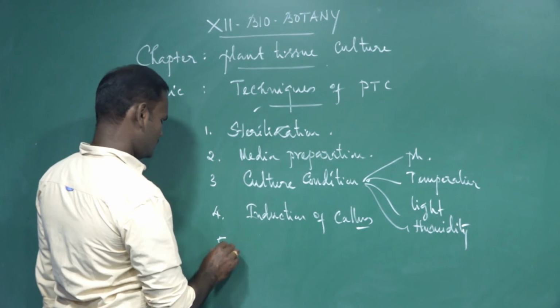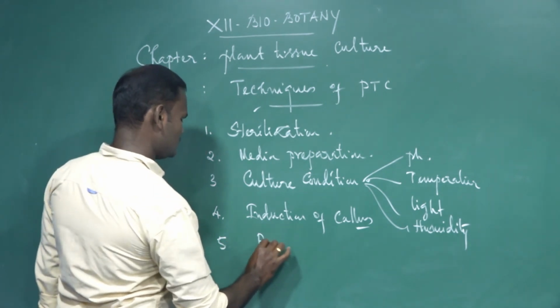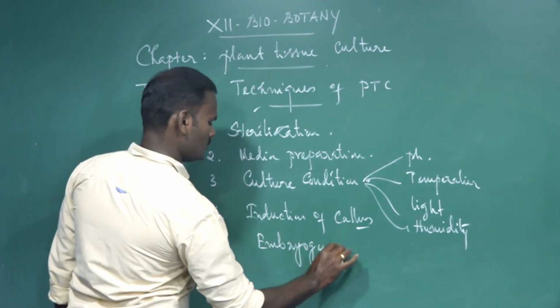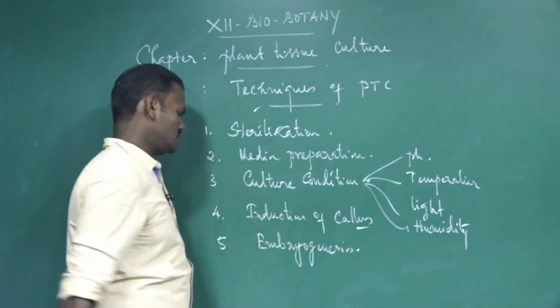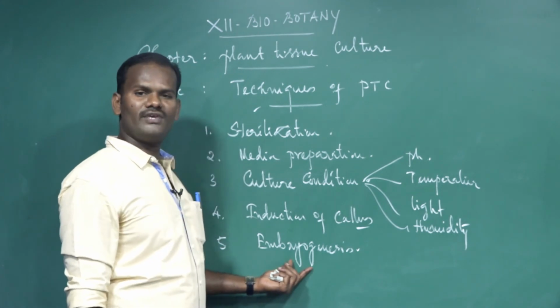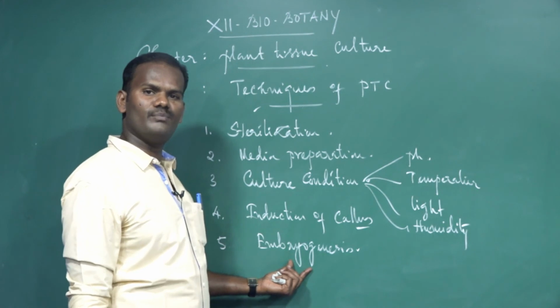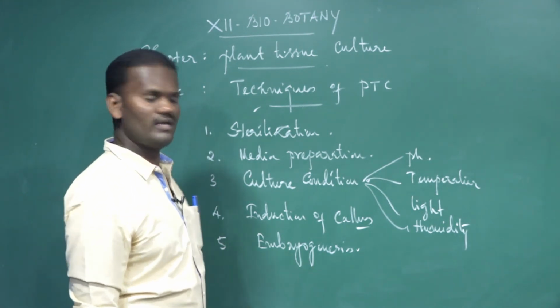Then the fifth one is embryogenesis. It is the process of development of an embryo from the callus. This is called embryogenesis. It is also called somatic embryogenesis.